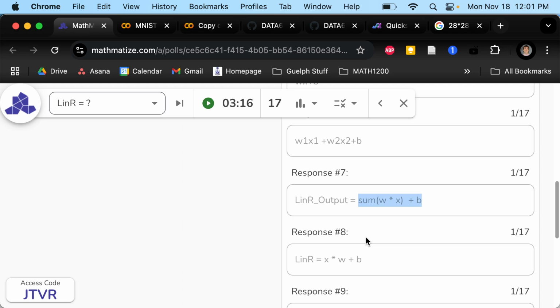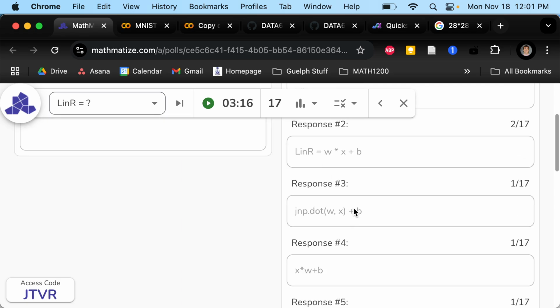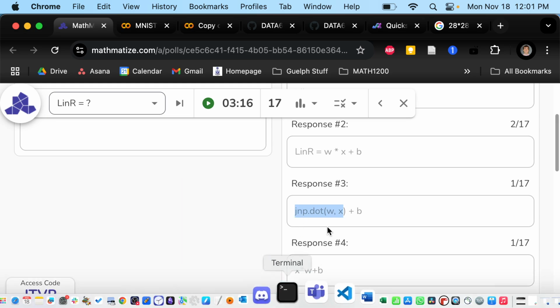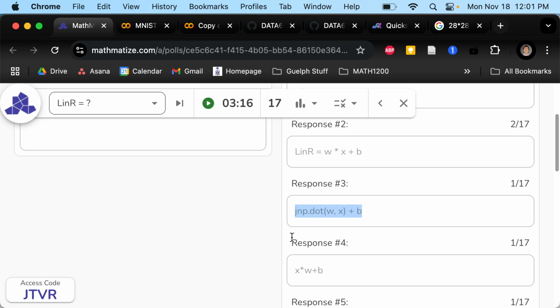So how do you do it? Actually, one person has it written down. If you do jnp.dot of W, X, that will do the dot product. This is the simplest possible thing. The jnp.dot says, please do the dot product of W and X, and everything will work perfectly fine. You can also use jnp.matmul, which does a matrix multiplication, and if the sizes are correct, it will work. That will also work.